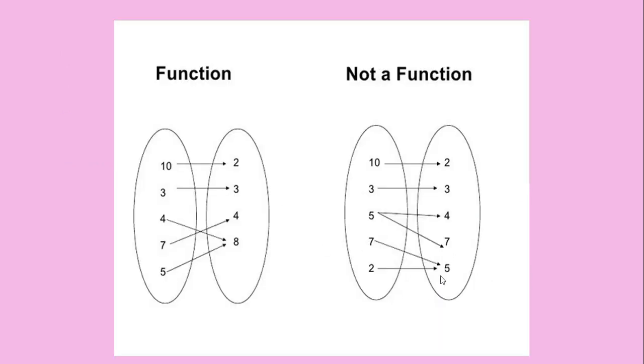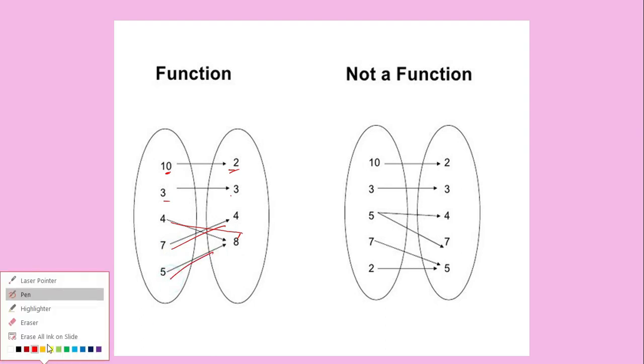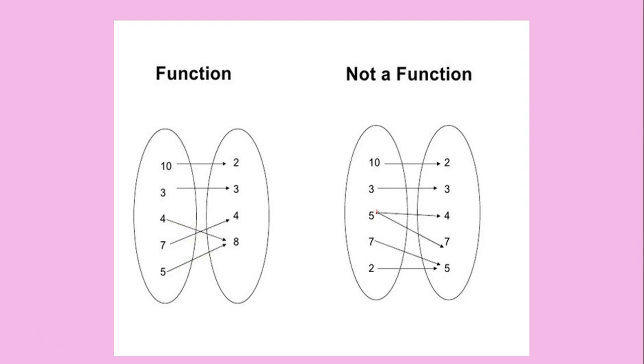Look at this graph. The first one is an example of a function. You see, every element has only one image. 3 maps to 3, 4 goes to only 8, 4, 7 goes to 4, 5 goes to 8. But in the second graph, you can see 5 has 2 images. You will get one pair 5, 4, another pair 5, 7. It repeats, isn't it? For one input 5, there are two different outputs. So this is not a function.